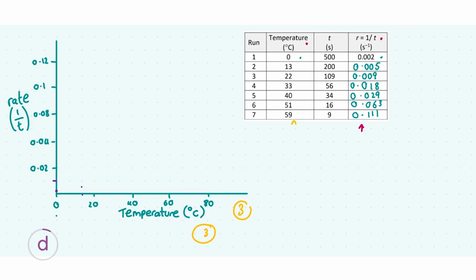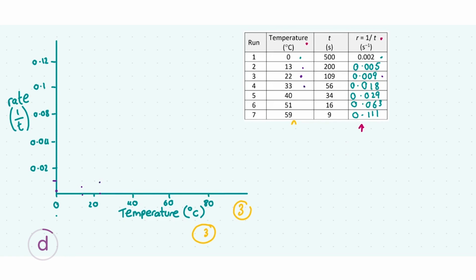So there we go. The next temperature is 22, and the rate of reaction is 0.009. So we have 22, which is probably maybe here, and it's 0.009, so just underneath this line of dots. There we go.